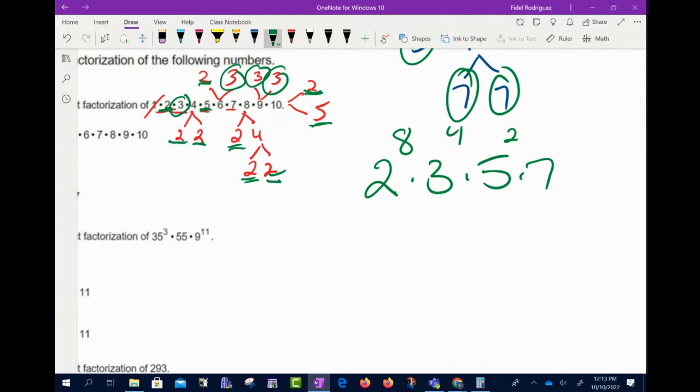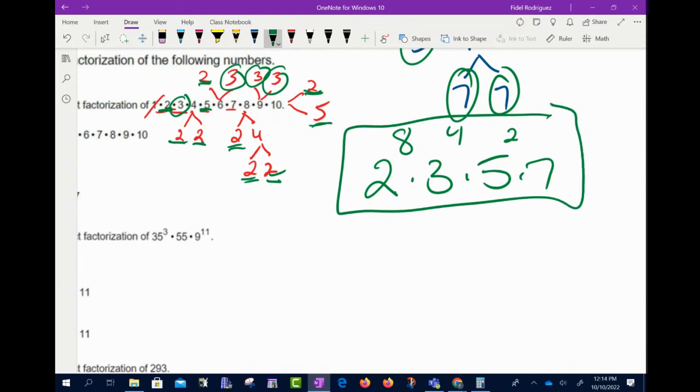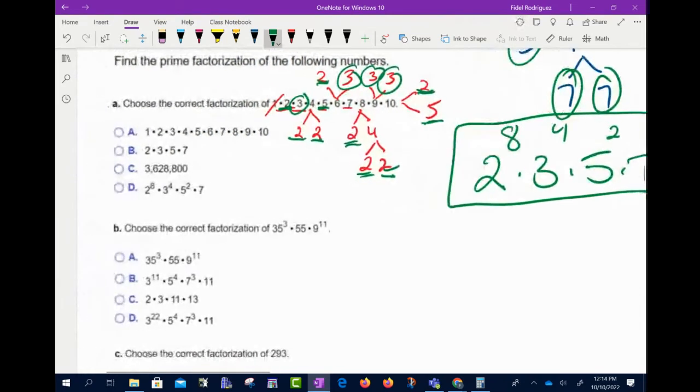All right, does it look like we've counted all the numbers? Right, because remember, we're not looking at 6 because we broke it down. We have the 7 right there. We're not looking at 8 because we broke that down. We broke down the 9 too. So this right here, y'all, should be my answer. 2 to the 8th, 3 to the 4th, 5 squared, and a 7.